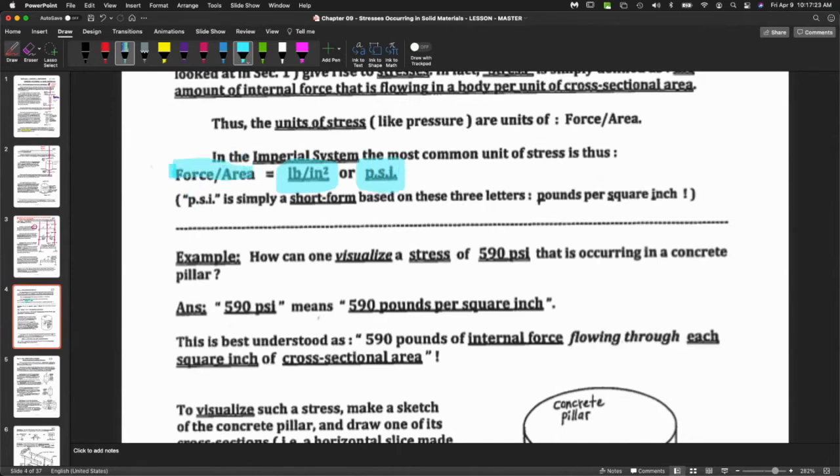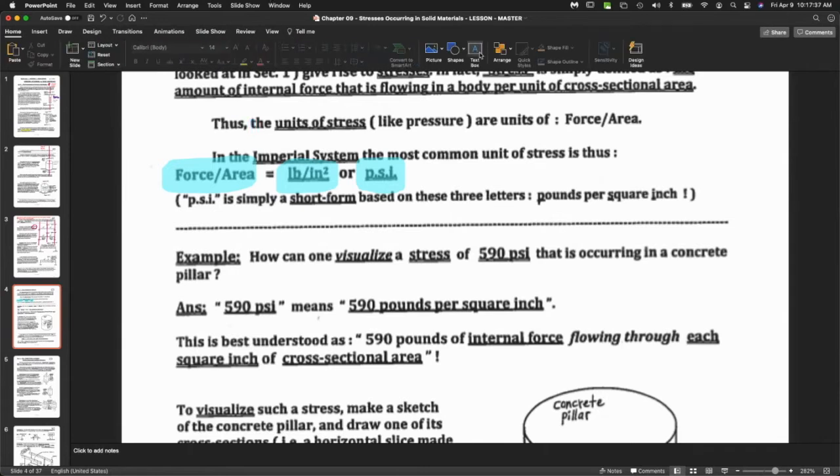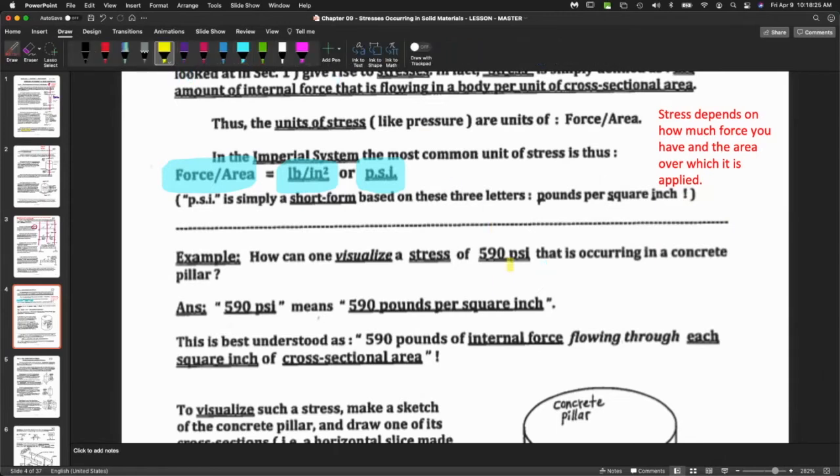So this is actually getting to a more formal definition of what stress is. Stress depends on how much force you have, and it depends on the area over which the force is distributed. So let me say that here. I like how I said that, and I want to paraphrase the author here. So stress depends on... as I annotate these notes, you can get an idea of what are really the key takeaways here. So when I write here 590 psi, 590 pounds per square inch, what does that mean to you?